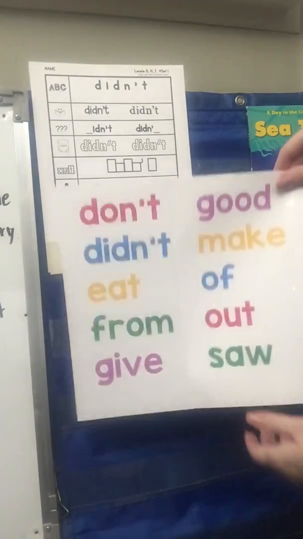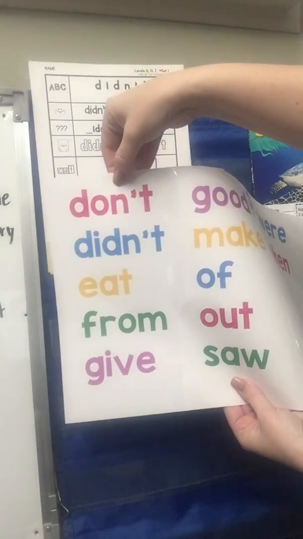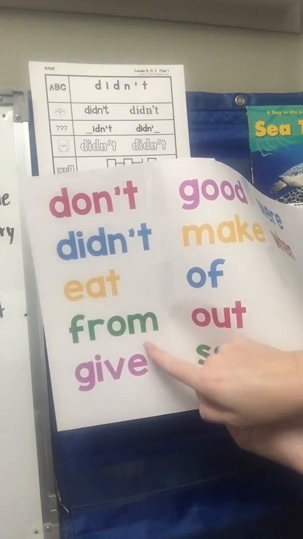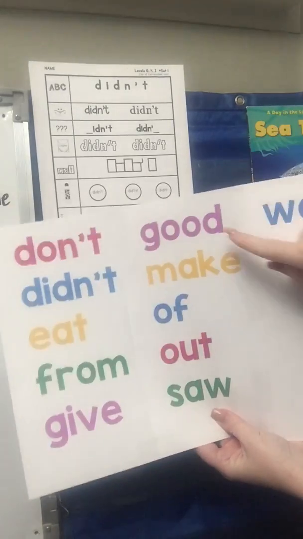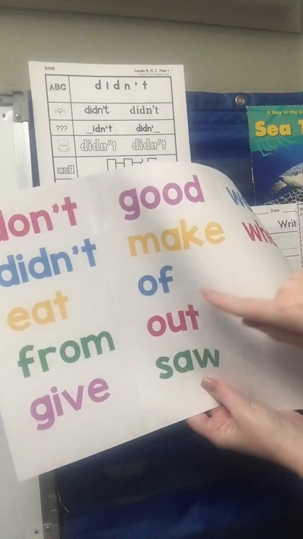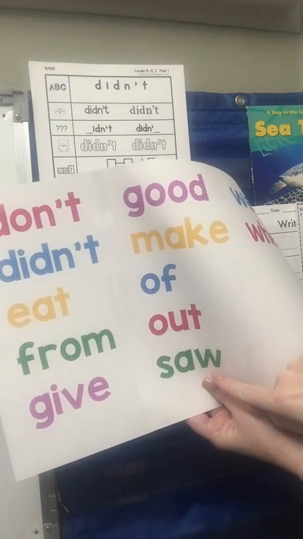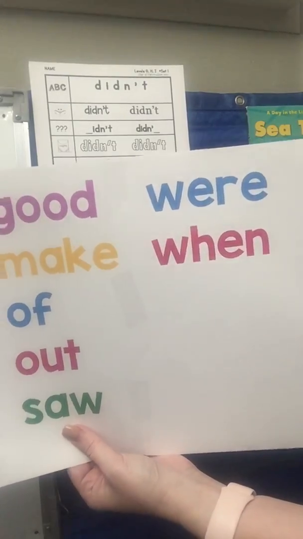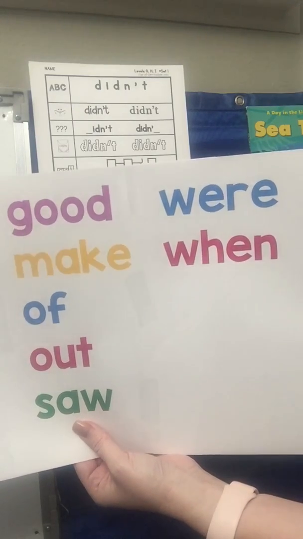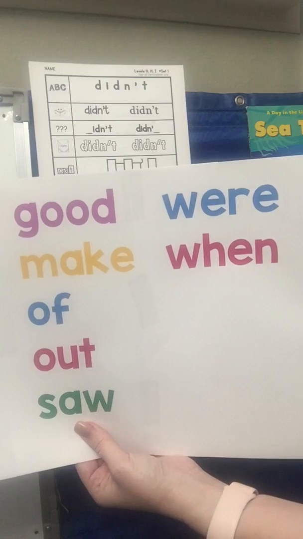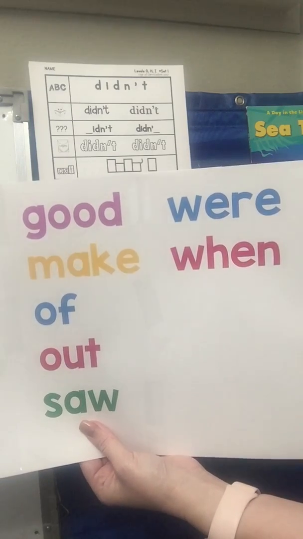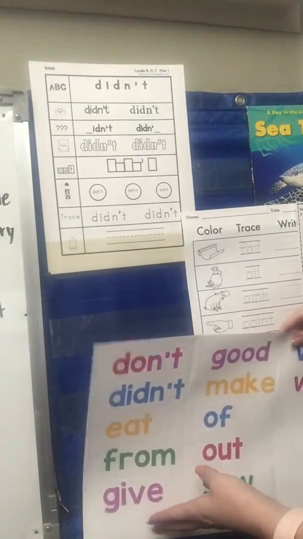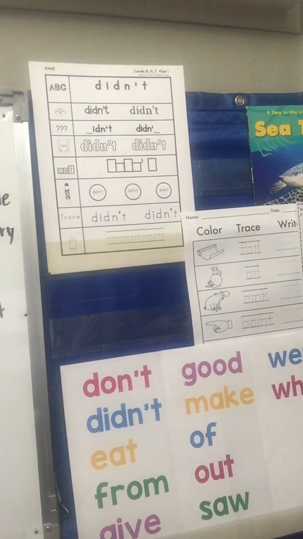So these are the sight words that you guys have this week. We've got the words don't, didn't, eat, from, give, good, make, of, out, saw, and then we've got were and when. And were is, I think, one of the most tricky words. Lots of times kids see the word were and they say where. So hopefully a little more practice with that one will make it a little bit easier. So those are our sight words for this week. And every day Mrs. Mendoza is going to give you 3 sight word pages to do.